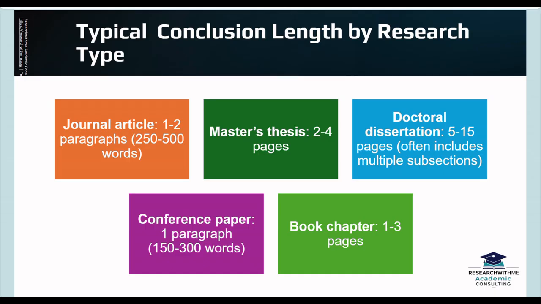For those who are doing a master thesis, it could be between 2 to 4 pages. Like I said earlier, it is an opportunity to restate your research hypothesis, your research question, your research objectives and aims, and you respond to them one after the other. Then for a doctoral dissertation, it could be from 5 pages to 15 pages. It all depends on what your institution dictates.